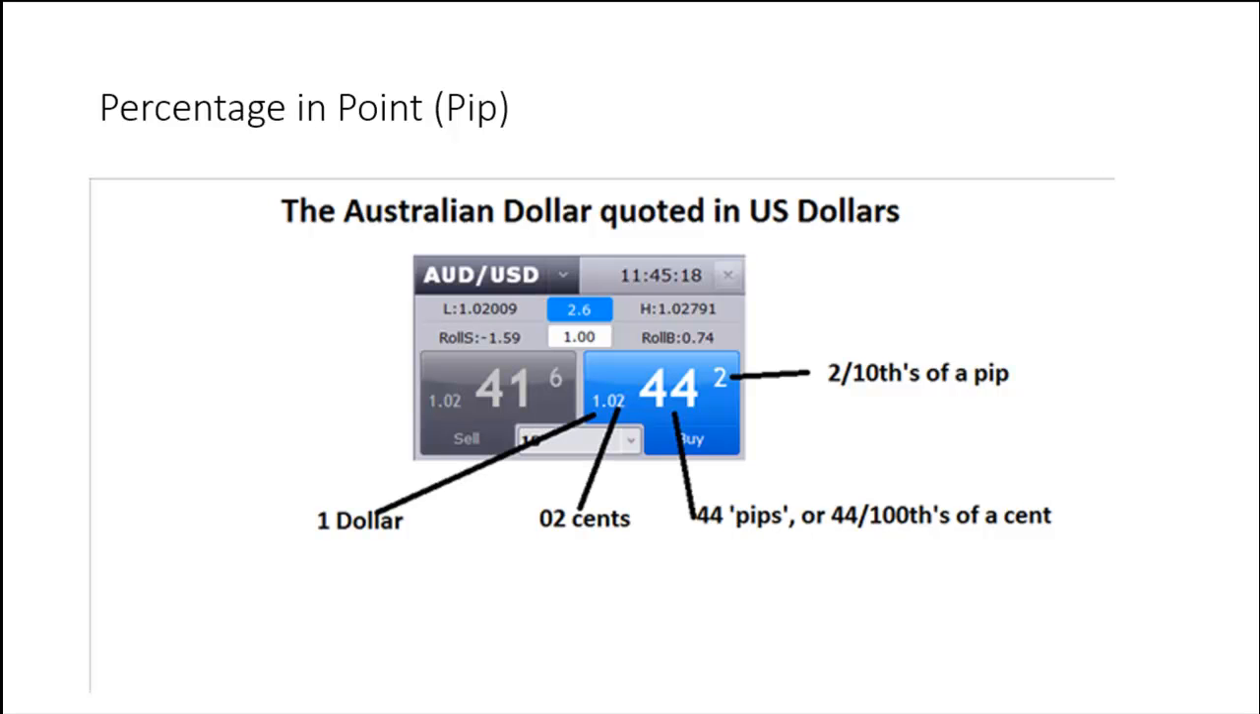So what does this look like? What is this screen that we're buying and selling? These are actually buttons you can click on when you go onto an online brokerage. If you click on the buy button, you will be buying. When you click on the sell button, you'll be selling. Now, let me just give you a brief introduction of what this percentage in point, or pips, means.